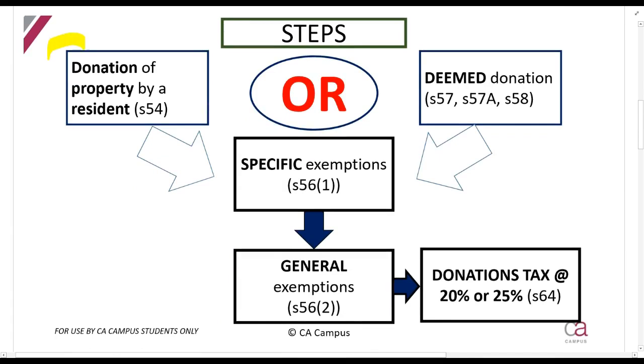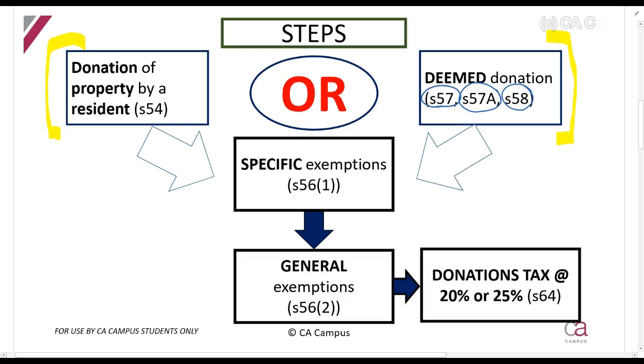The first thing is you'll determine if there's a donation of property by a resident, or if there's a deemed donation. So you'll remember with the deemed donations, section 57, if a company makes it on behalf of a shareholder, section 57A, managed community property, section 58, if you sell an asset at less than its market value, then there will be donations tax.